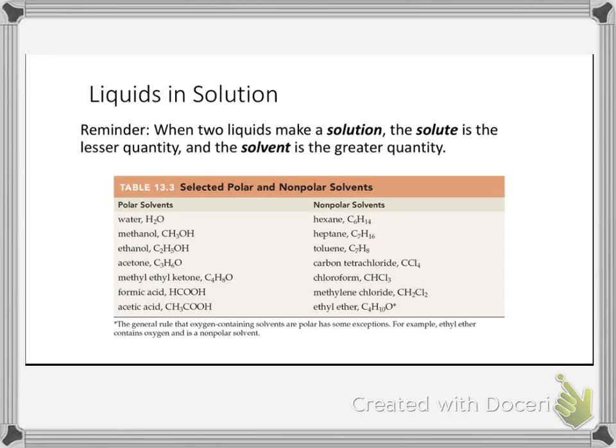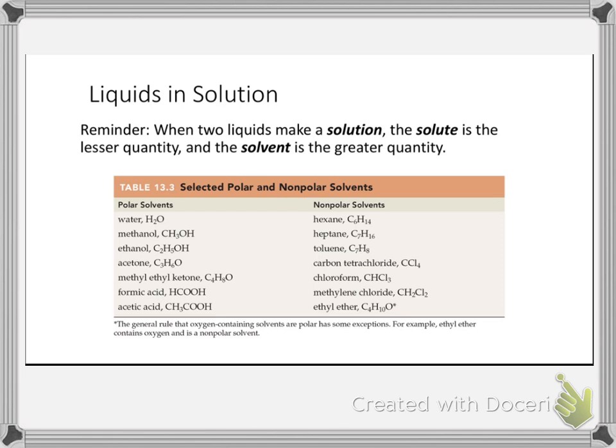In these slides, we're going to look at liquids dissolving in liquids and one of the most basic principles in solubility, which will be on the next slide. So before we get to that next slide, I want to remind you that when you mix liquids with liquids, we identify the solute as the liquid that's in the lesser quantity, and the solvent is the liquid in the greater quantity. So that's just a reminder.